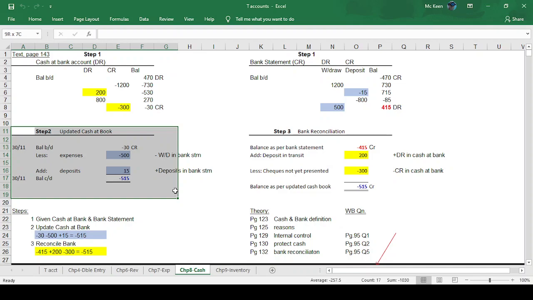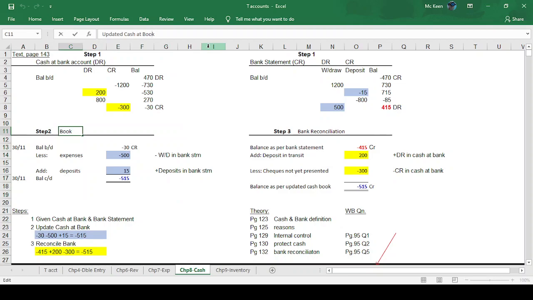What does this mean? Updated cash at bank. It simply means you start off with your balance of 30. Your cash at bank shows that you have a credit balance of 30. Now you are going to update it with the items that you do not have but the bank shows. And that is the 15 and 500 here. So what do you do with 15? How do you decide whether to plus or minus? When it's a withdrawal in your bank statement, that means you are taking out money, right? So you have to minus also. That means if your bank shows a withdrawal of 500, your cash at bank also withdraws 500, so you also minus. Correct? So you follow the withdrawal column.